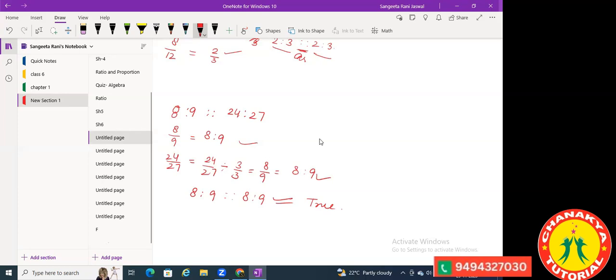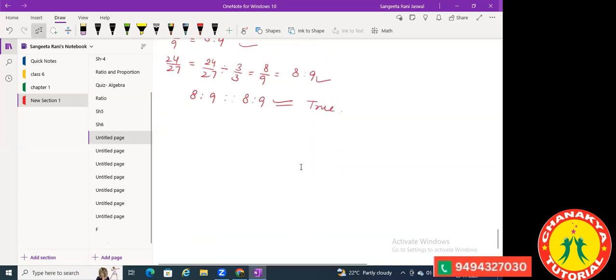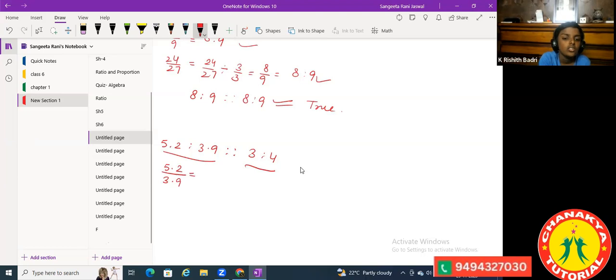Now we'll do another sum, where we have decimal numbers. Now this is 5.2 is to 3.9 as 3 is to 4. So here this is one ratio, this is another ratio. Please find, how will you do? We have 5.2 and 3.9. Can we reduce it to lower form? No, ma'am.